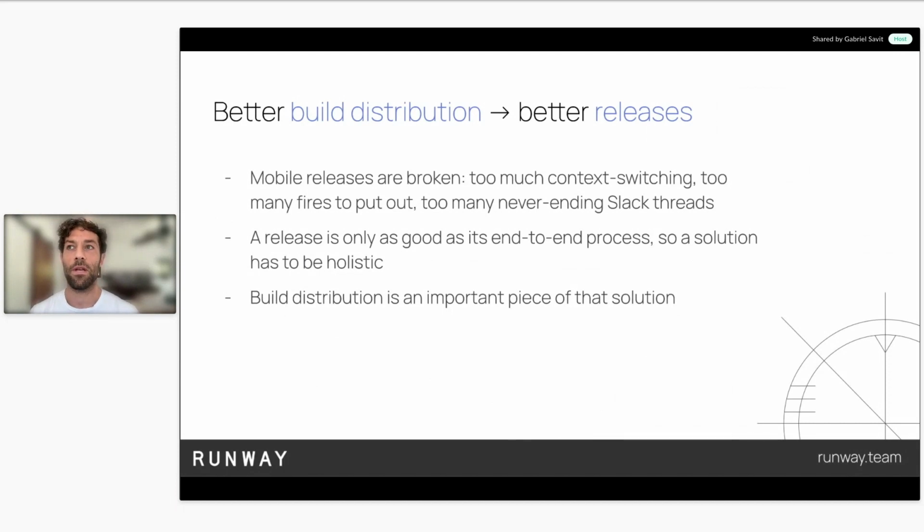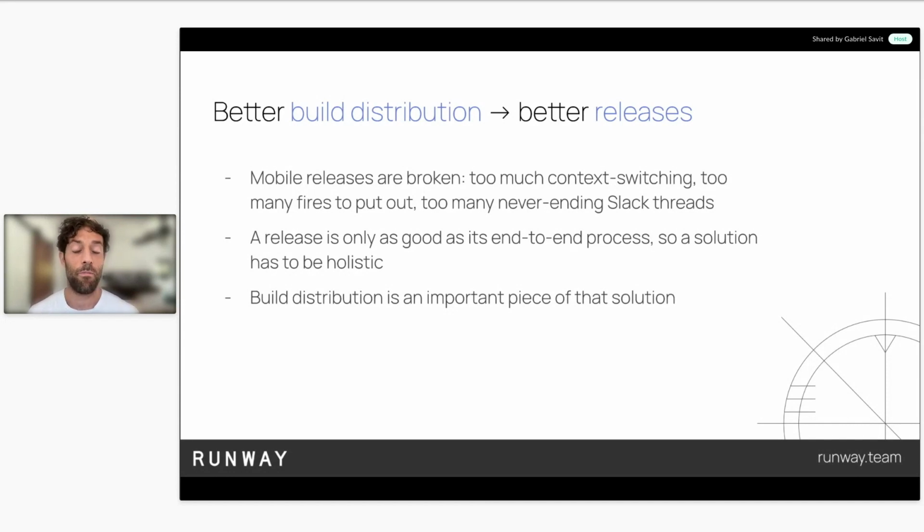And we believe strongly that there is a lot that's broken in how mobile releases are run and organized. And that trickles down to many different parts of the process, the end-to-end process. What's broken? Context switching, fires to put out, and a lot of comms on Slack. So you're probably familiar with the back and forth that happens, certainly around releases and around release time, but pretty continuously if your team is shipping regularly.